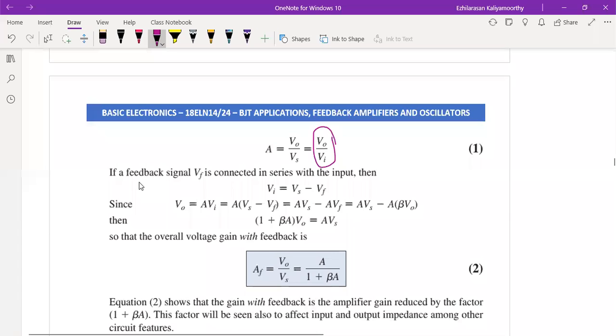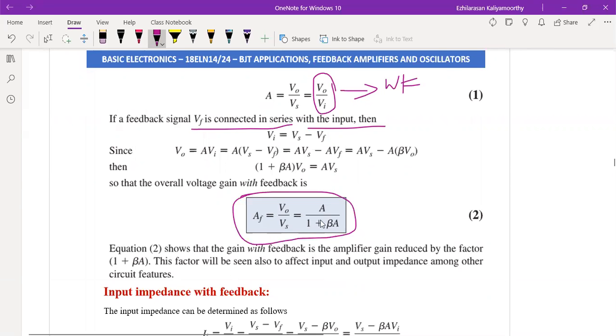Now, this is without feedback. If you connect the feedback signal Vf in series, then automatically the expression will change. Finally, we get Af is equal to V naught by Vs is equal to A by 1 plus beta A. This is nothing but the overall voltage gain with feedback. So you have to keep this in your mind when you are asked for the formula. This is for which feedback?